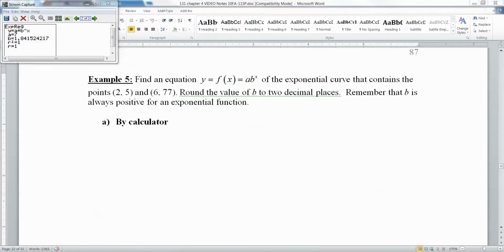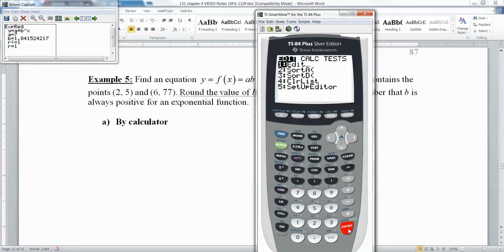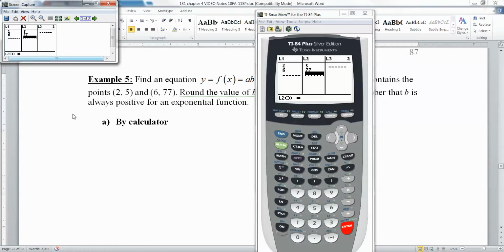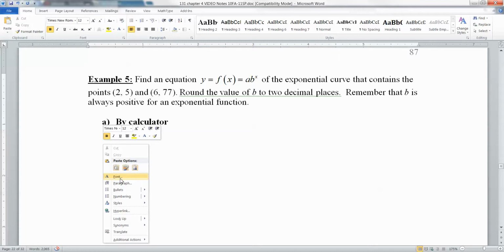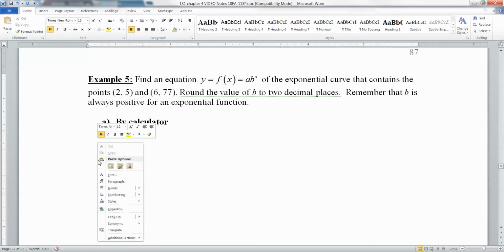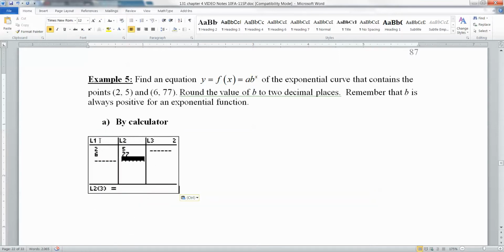So I'm going to go to my calculator. I'm going to go Stat, Edit, clear out the old, type in the new. So it was 2 and 6 as my x's, and 5 and 77 as my y's. Now, as you're taking notes, don't just follow along on the calculator. Actually make a note of what you typed in. So make a little table for yourself. It doesn't have to look like the screen does, but you should have L1 with 2 and 6, L2 with 5 and 77. Make sure you note for yourself what you typed in. Put that right in your notes right now.